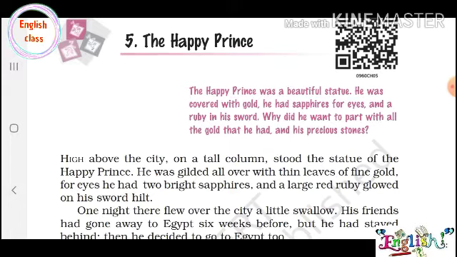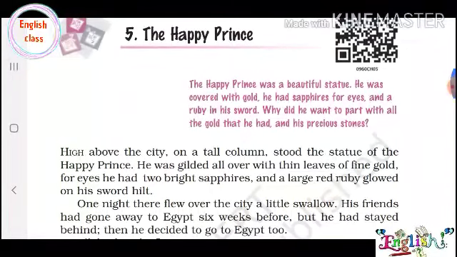Now let us come to the story. High above the city on a tall column stood the statue of the happy prince. He was gilded all over with thin lips of fine gold. For eyes he had two bright sapphires, and a large red ruby glowed on his sword hilt. So first of all, let us discuss the difficult words of the very first paragraph.